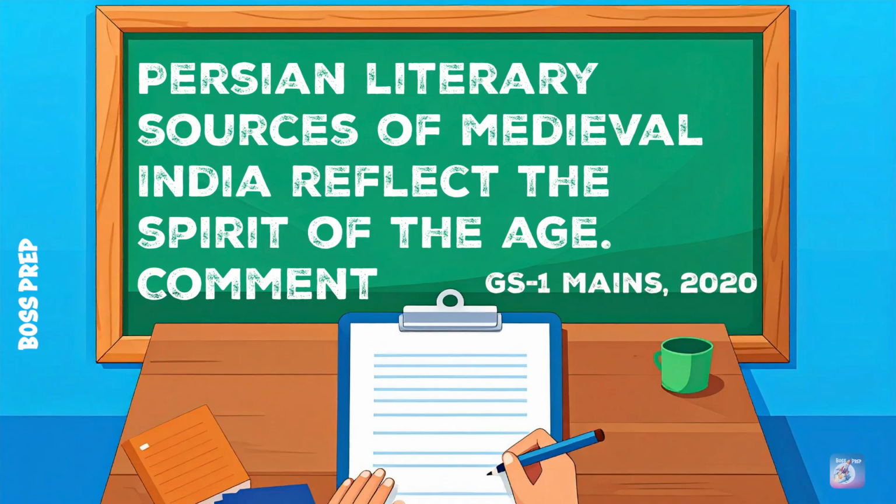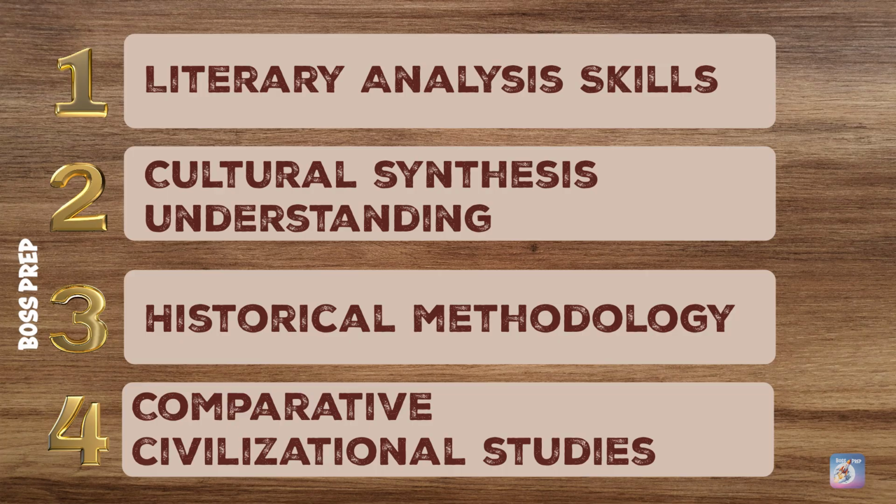Consider this 2020 GS-1 question. Persian literary sources of medieval India reflect the spirit of the age. Comment. Most aspirants approach this as a medieval history question. However, this question actually tests: first, literary analysis skills; second, cultural synthesis understanding; third, historical methodology; and fourth, comparative civilizational studies. If you would like to understand how these 4 concepts are related to the question, then let us have a look at them.